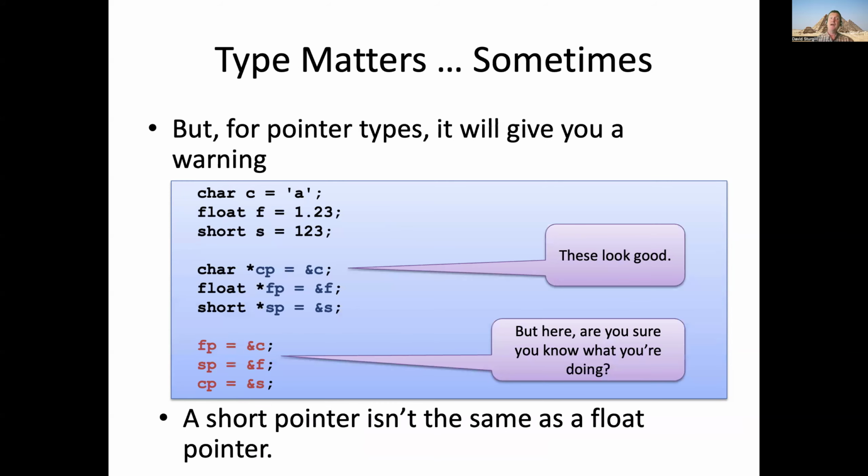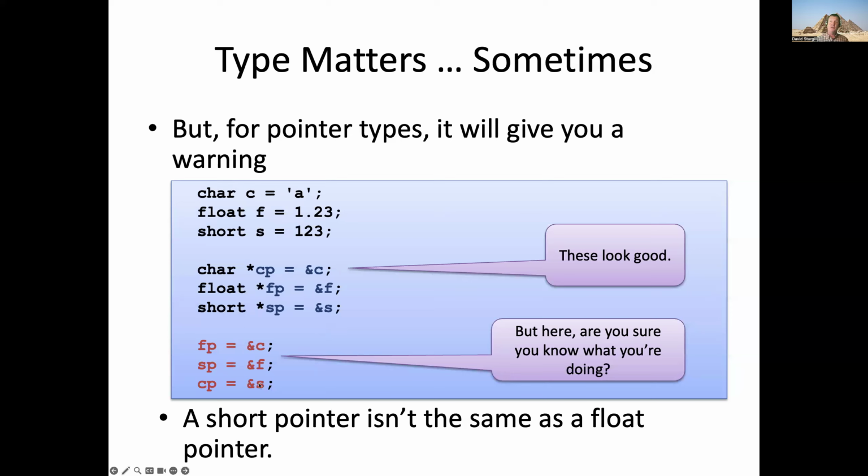But it won't let you do that with pointer types. Here's kind of the same idea. I made three variables of three different types. I made pointers for each of those types. So a char pointer can hold the address of a character. A float pointer, it's fine to set that to the address of a float. A short pointer can hold the address of a short. But down here, I'm mixing them up. I'm trying to take the address of a char and put it in a float pointer, and the compiler's not going to like that. Same with these other two.